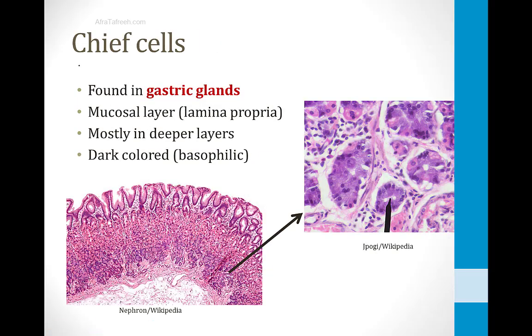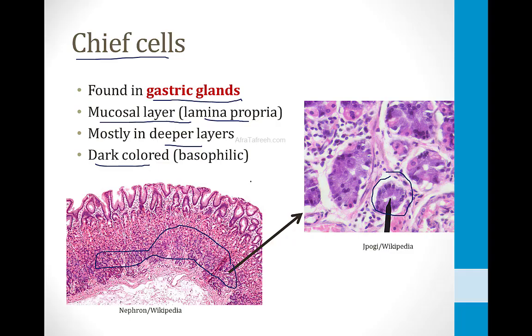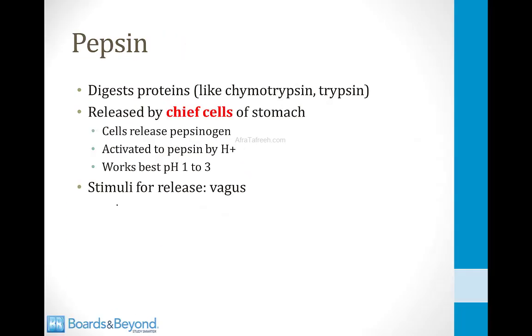Besides parietal cells, there is another important secretory cell type in the stomach, and those are the chief cells. These are also found in the gastric glands. They're also found in the mucosal layer in the lamina propria. They tend to be more in the deeper layer. They are dark colored or basophilic, and you can see there are more dark colored cells here in the deeper layer of the lamina propria. And if you zoom in, you can see these purple cells right here. Those are chief cells.